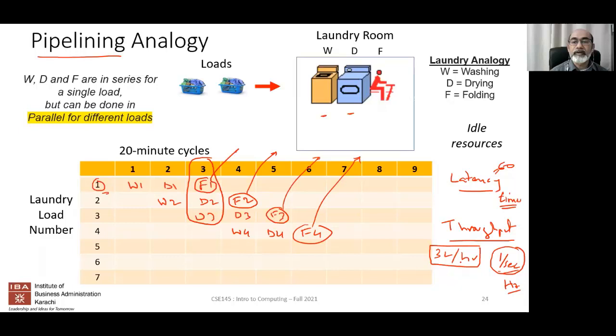Or you could simply say one load every 20 minutes. A simpler way to put it. Same thing: one unit every 20 minutes.